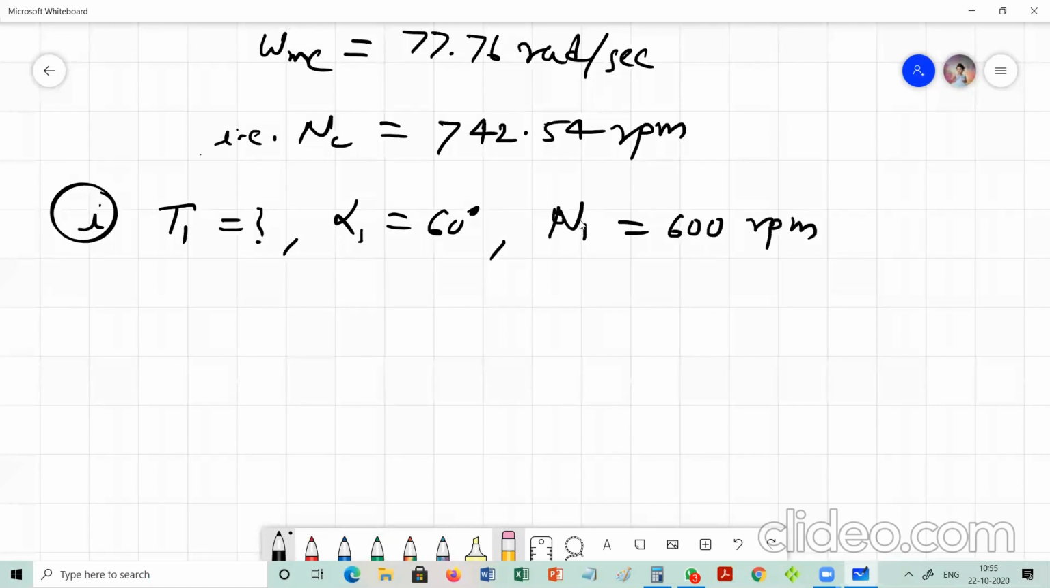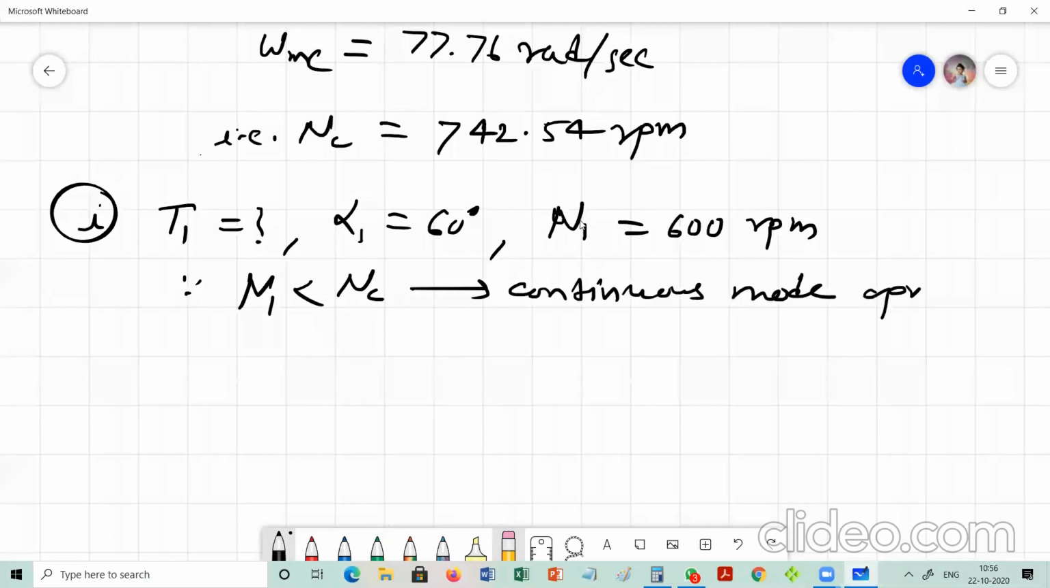First we have to identify whether it is a continuous or discontinuous mode of conduction. Since n1 is less than nc, it means what? It is a continuous mode of conduction, continuous mode operation. So we can proceed for calculations.